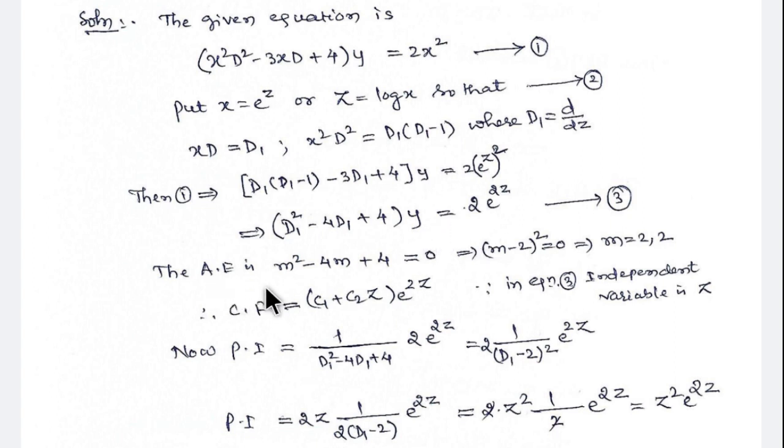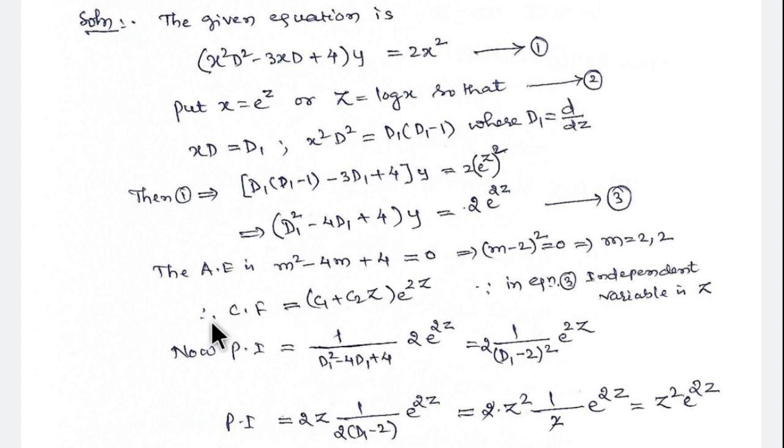Now you know how to solve this linear differential equation with constant coefficients using the auxiliary equation. The auxiliary equation is m square minus 4m plus 4 equal to 0, obtained by replacing D1 by m in the symbolic coefficient of y and equating to 0. This is a perfect square, (m minus 2) whole square, equal to 0. So m is equal to 2 and 2. You get two real and repeated roots.